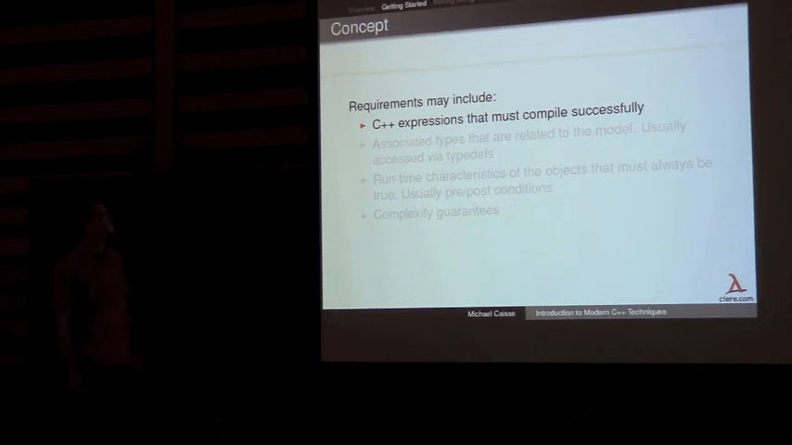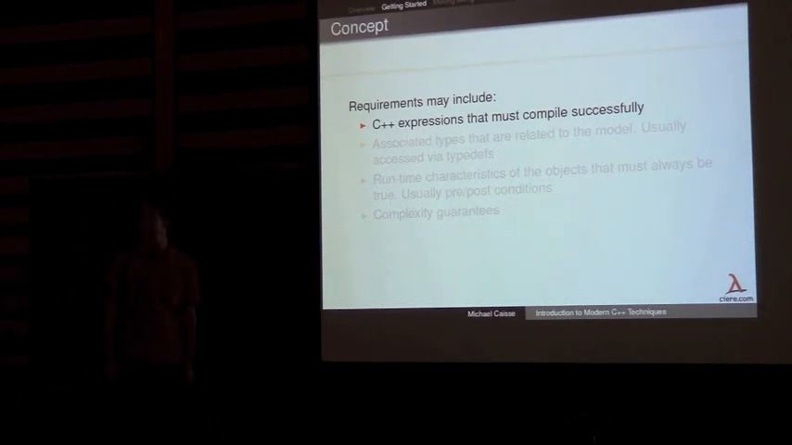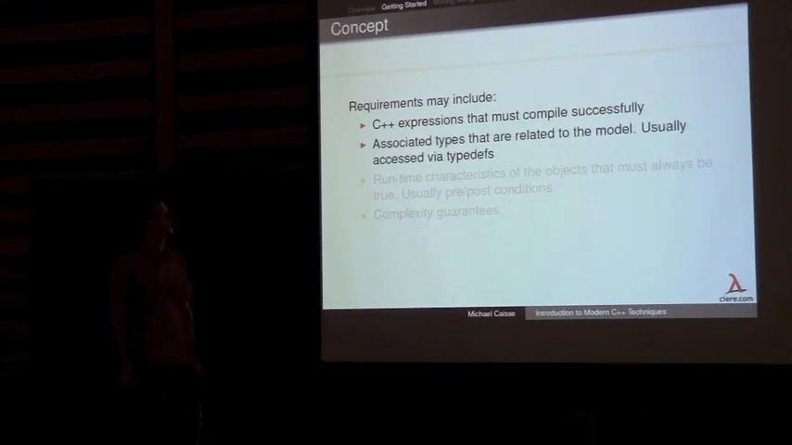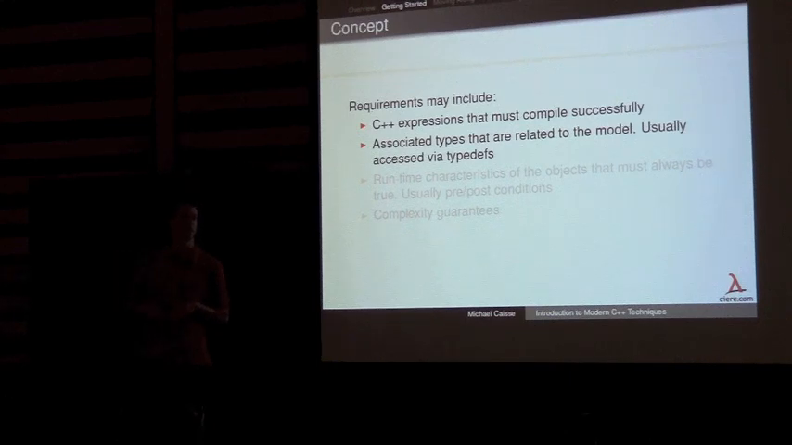Requirements may include C++ expressions that must compile successfully, and associated types that are related to the model. These are usually typedefs. For example, iterator.